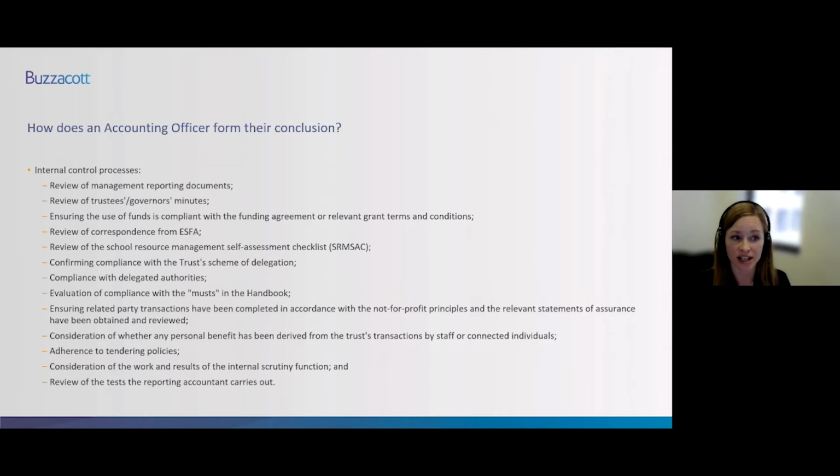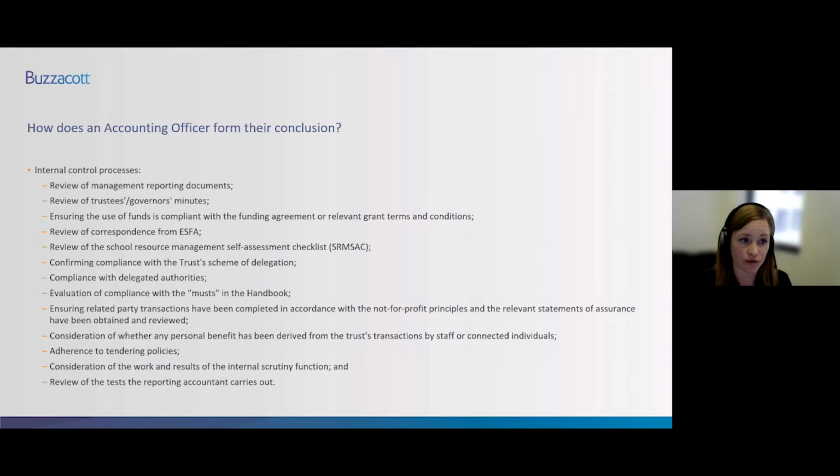The accounting officer will then need to determine if further work is necessary at the year end to reach their conclusion. And the Academy Trust Handbook says that this is not expected if proper internal control processes have been followed throughout the year. So what are those internal control processes? There are 13 areas that the Academy Trust Handbook identifies. Firstly, review of management reporting documents. So this is things like management accounts, budgets, risk register.